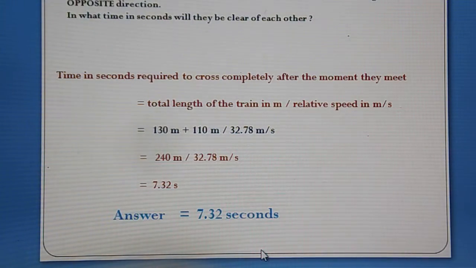That is, time in seconds required to cross completely is equal to the total length of the trains, that is the combined length, 130 meter plus 110 meter, that is equal to 240 meter. Then we have the relative speed in meter per second, that is equal to 32.78 meter per second. So we have 240 meter divided by 32.78 meter per second, that is equal to 7.32 seconds. Therefore the answer is 7.32 seconds.